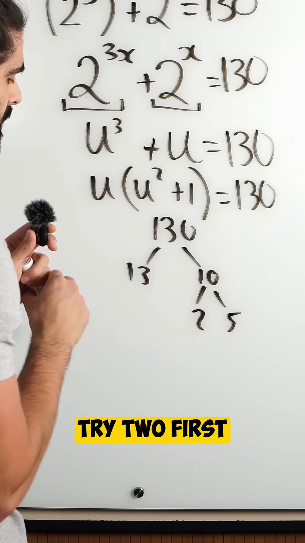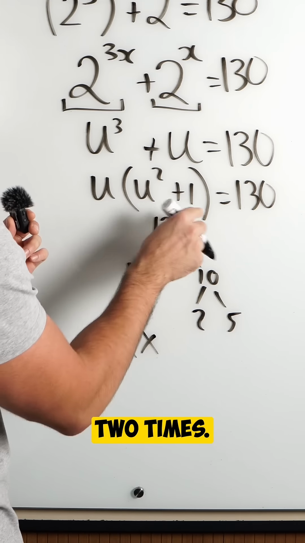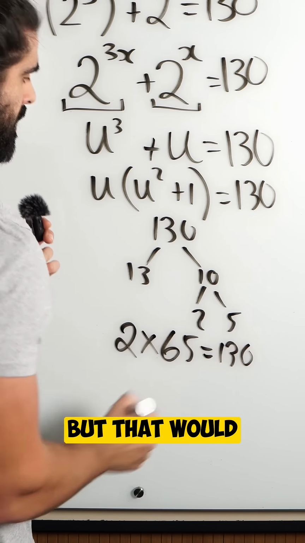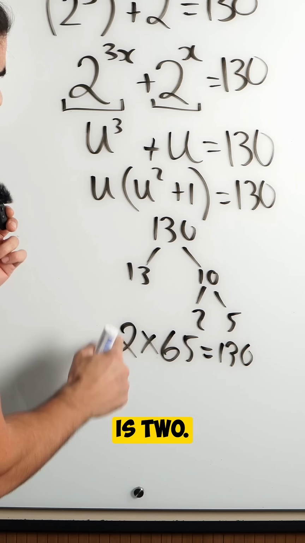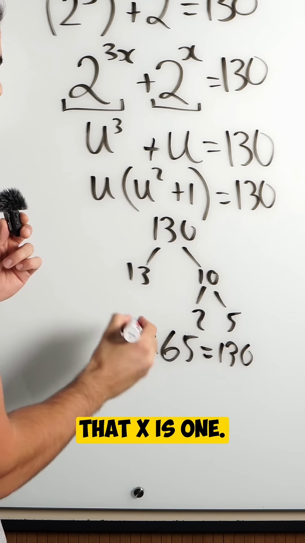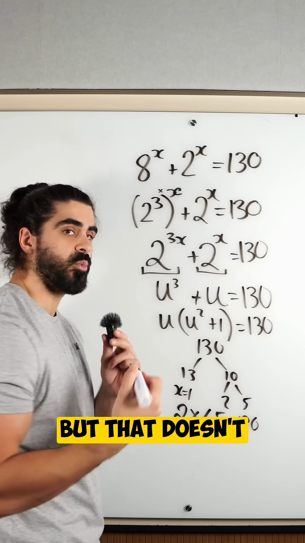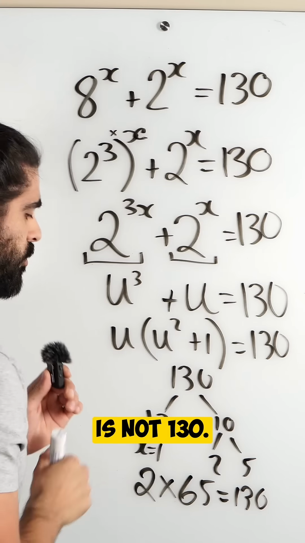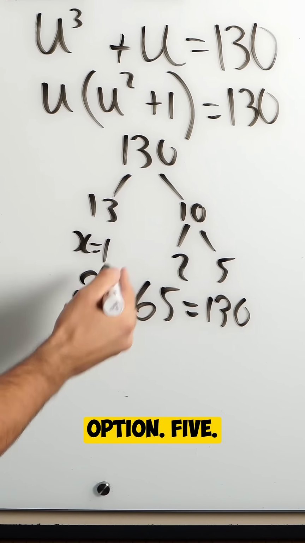I'm going to try 2 first. 2 times what gives you 130? It would be 65. But that would mean that u is 2. u was 2 to the power of x. That would mean that x is 1. But that doesn't work because 8 to the power of 1 plus 2 to the power of 1 is not 130. So we have to try another option.